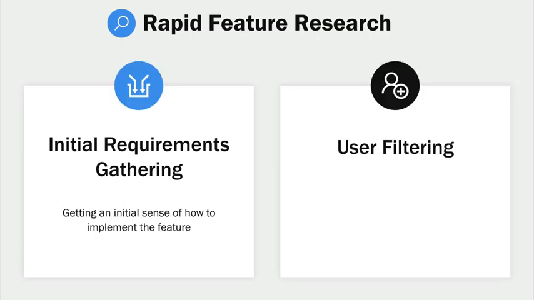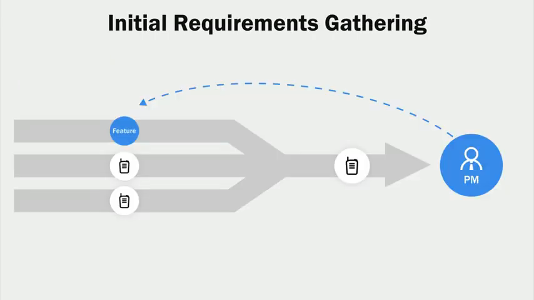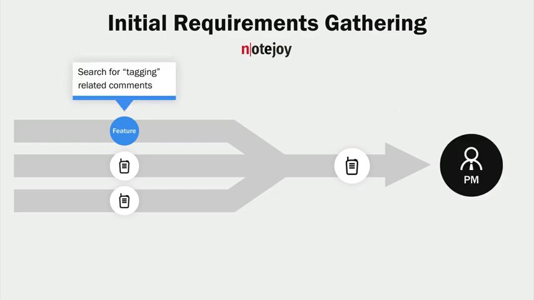Initial requirements gathering is getting an initial sense of how to implement your feature. To do initial requirements gathering, search the feedback river for the feature that you're thinking of building. This often yields significant initial insight into what users want without even having to set up dedicated interview time with them. For example, when Notejoy decided to implement tagging, it first searched its Slack feedback river for tagging-related comments.